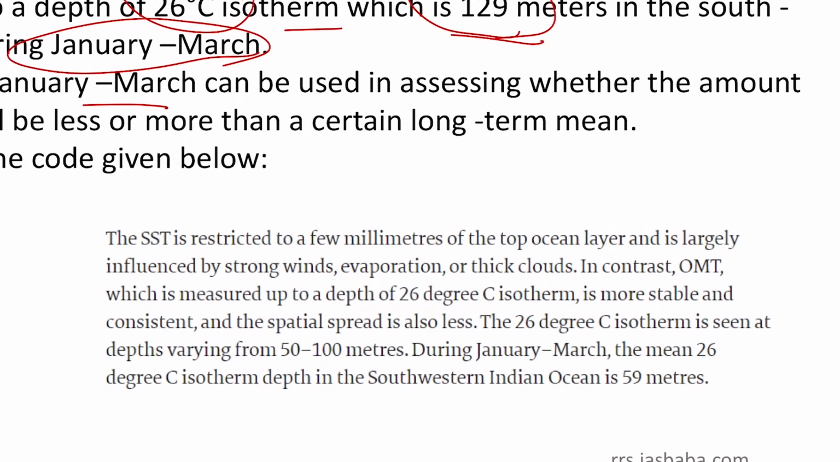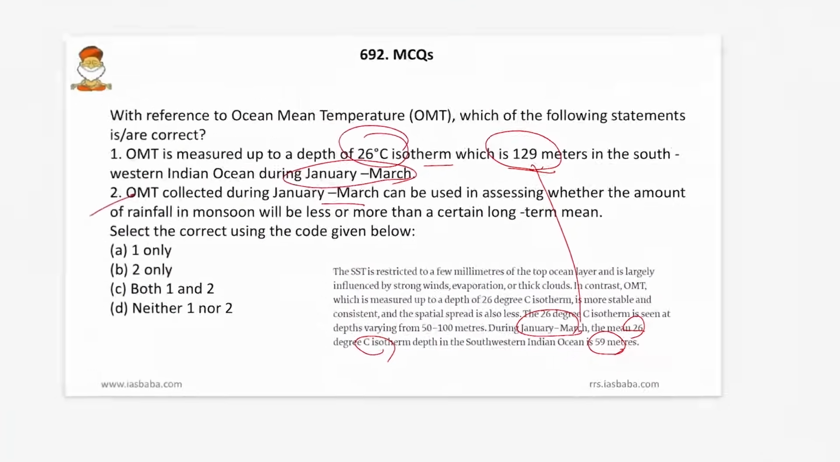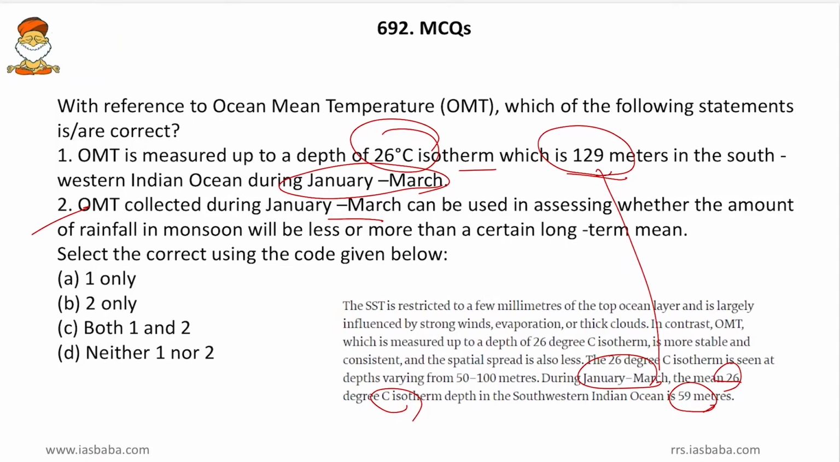So here we have the 26 degree isotherm, and here we have January March, but here it is 59 meters rather than 129 meters. So here is the gray area, and if you have read the article, then there will be no difficulty at all. So that is why, friends, read the newspapers daily, and read one newspaper and read daily current affairs materials prepared by any of the institutes, so that you will not miss the information provided in any other newspaper.